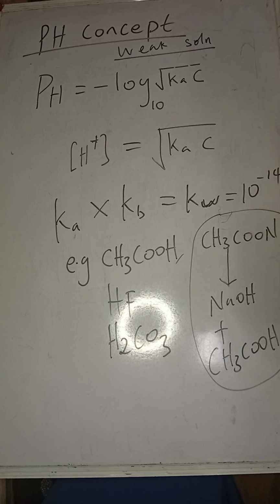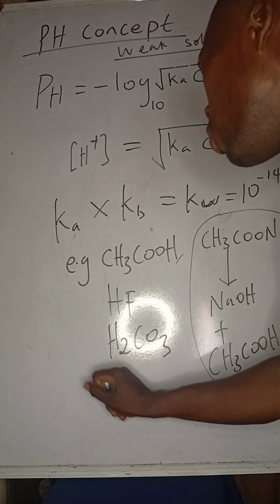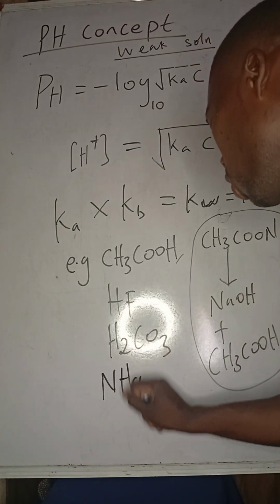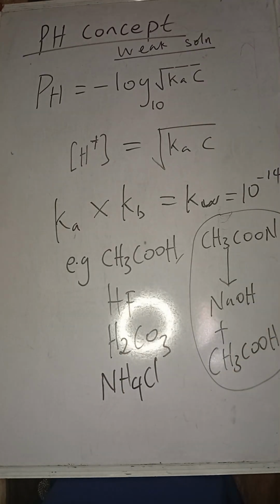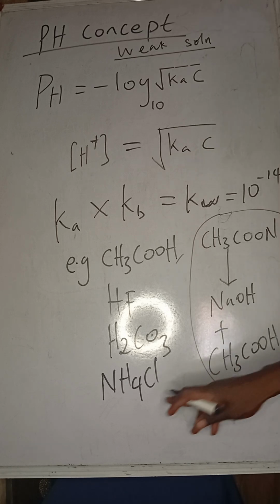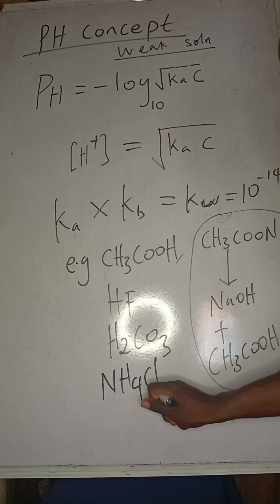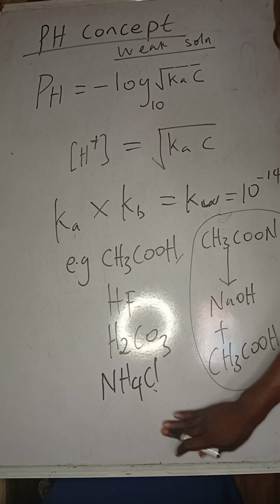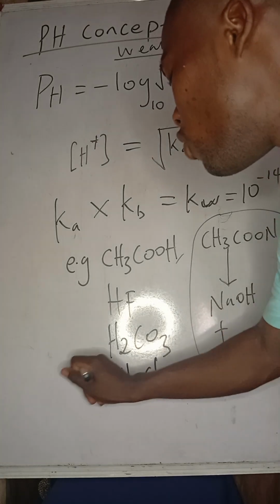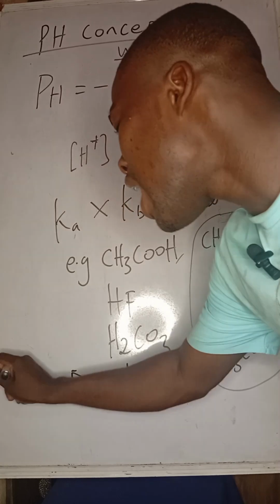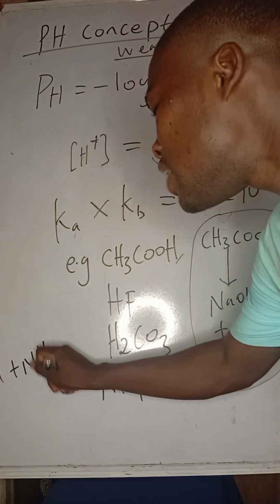Now, let me give you a compound like this. Let's say ammonium chloride. Calculate the pH of ammonium chloride, given that the K of ammonia is this. Now, ammonium chloride, if you observe very well, is gotten from HCl and ammonium hydroxide.